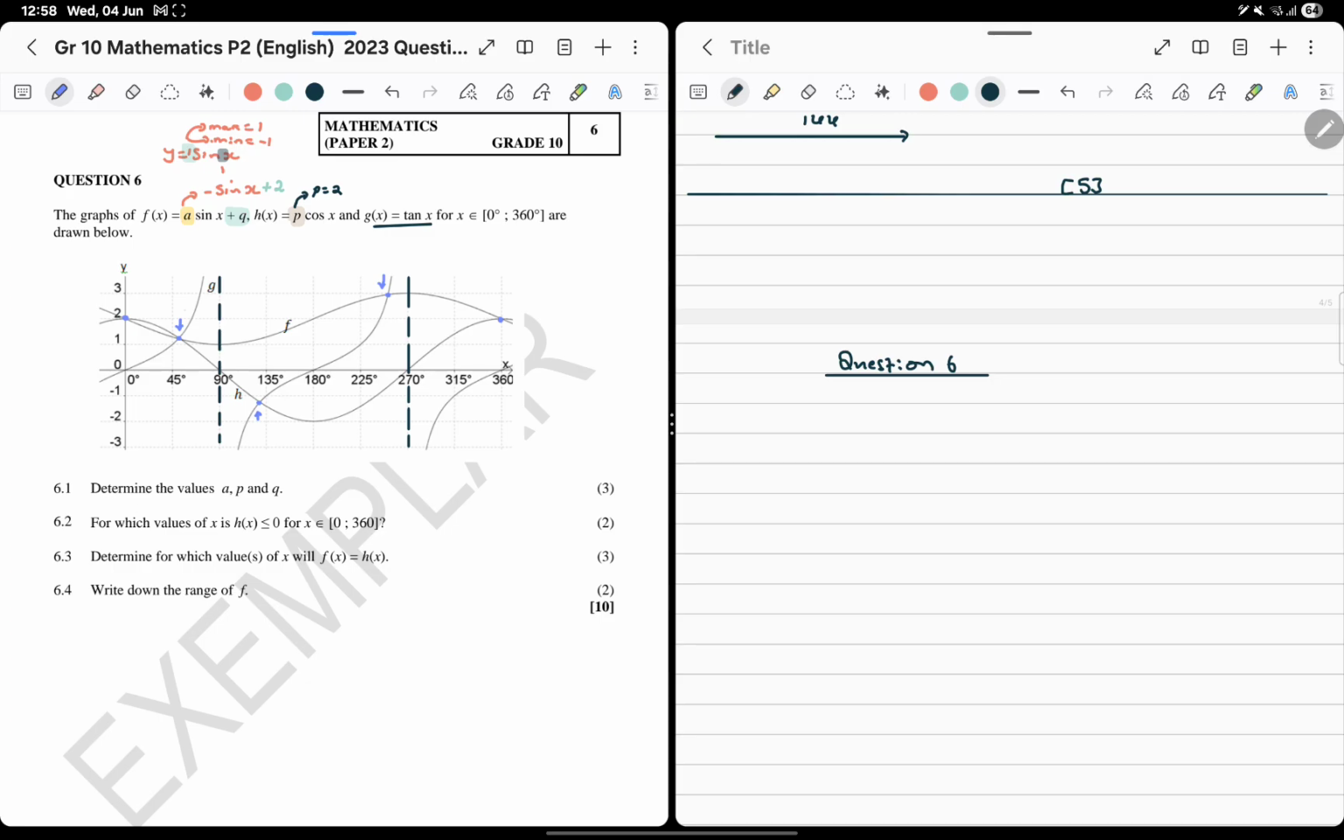Determine the values of A, P, and Q. Remember, the question that says determine is open-ended. We can do this by inspection. We can do it by calculation, by any means necessary. So 6.1, we know that A is minus 1. P is 2. Q is 2. Okay, we got those, by inspection, or should we say whatever means necessary. 3 marks, it means each one is 1 mark.